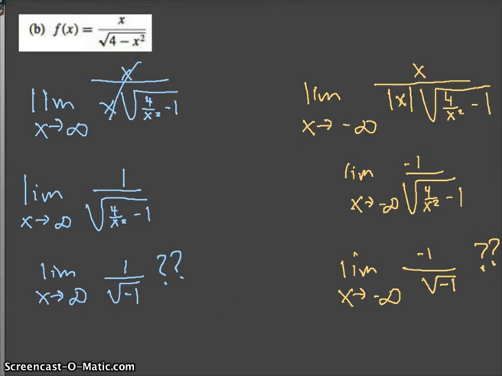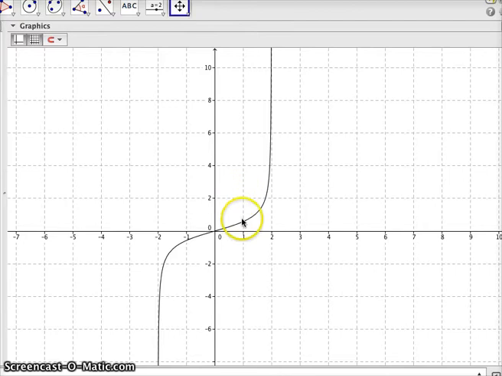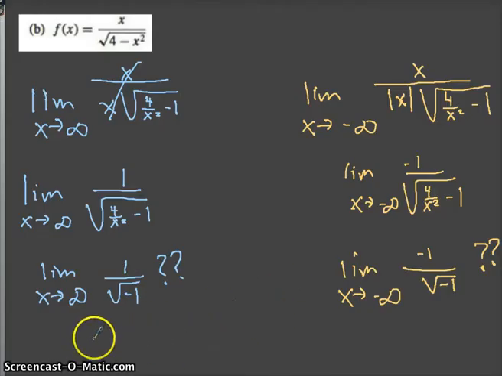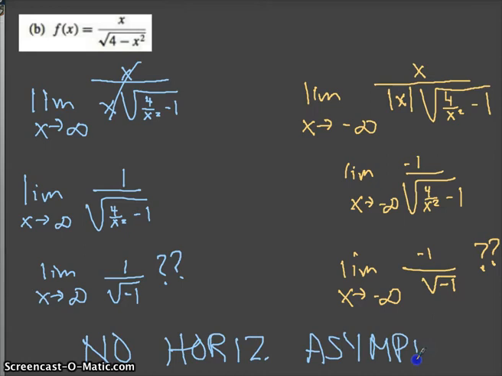Well, let's look at the graph and see what happens. While there are vertical asymptotes, no problem, there are no horizontal asymptotes. There's no ceiling or floor. Again, don't be confused. There are vertical asymptotes, but no horizontal asymptotes. And so again, we just say no horizontal asymptotes. So you have to know how to interpret the results of your algebraic solution.